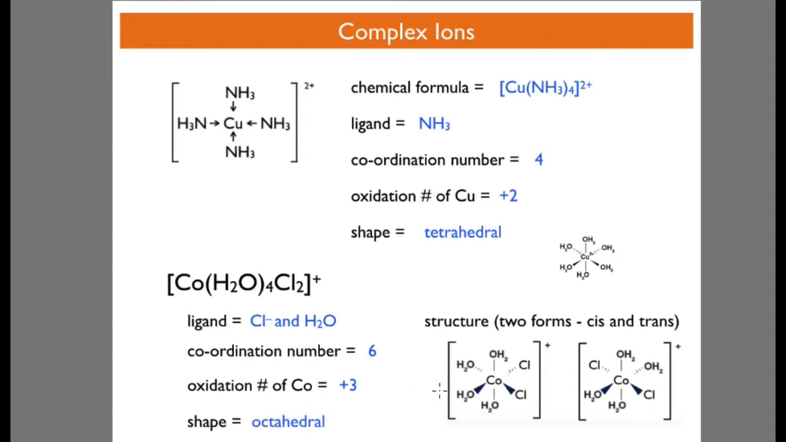You'll notice though, over here, you can have two forms. If the chlorine ligands are next to each other here, it's the cis form. If they are opposite each other, it's the trans form. So you've got some isomers there.